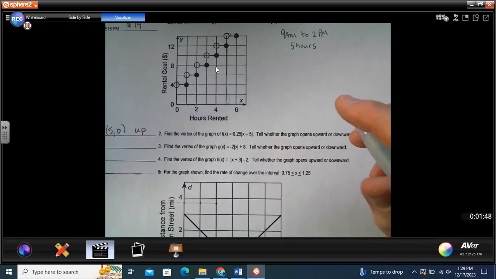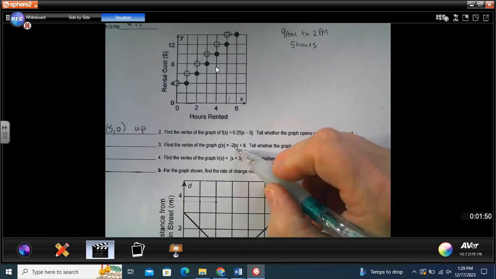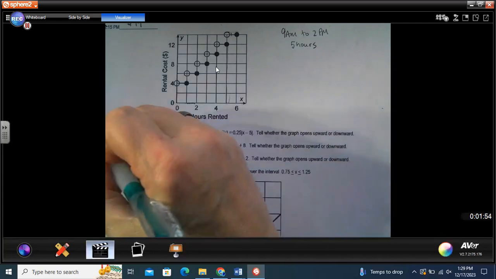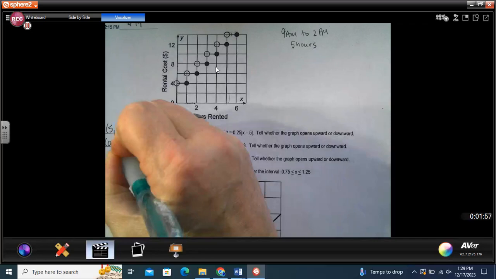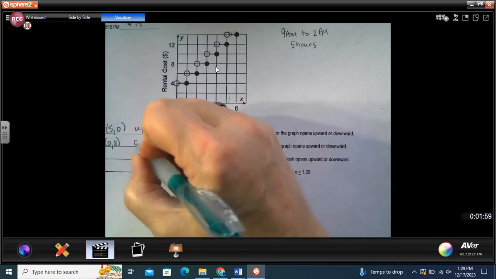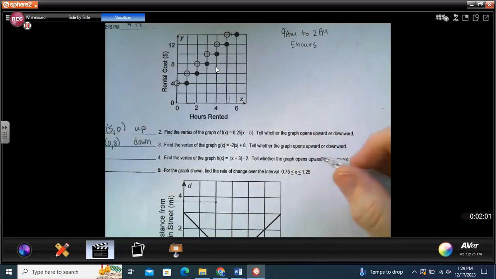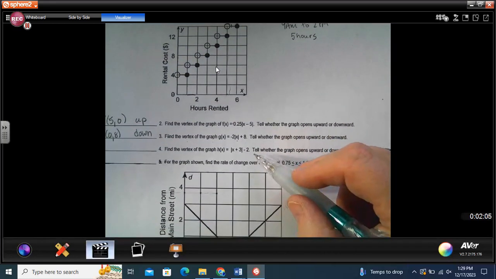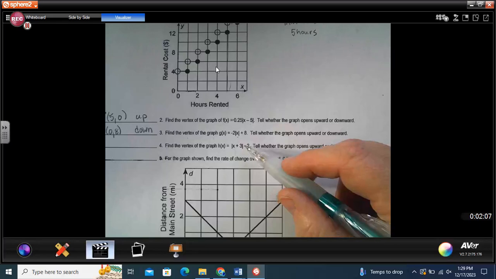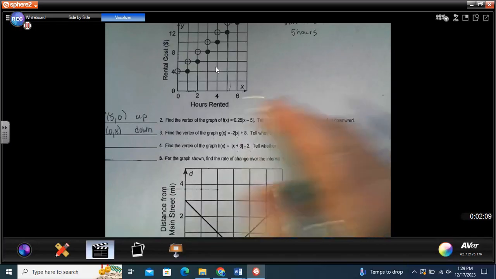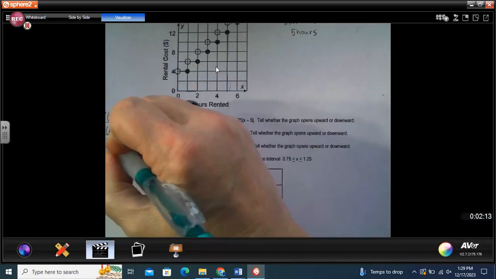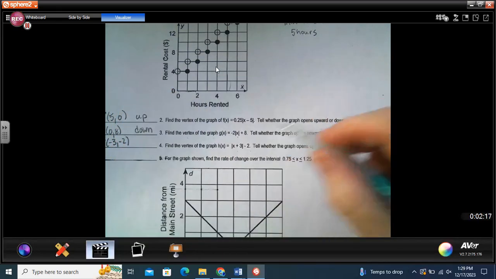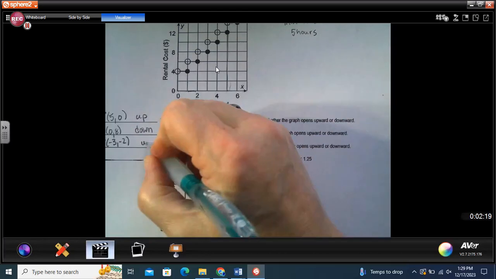This next one, the vertex, there's nothing in there with the x, so the vertex is 0, 8, and that opens down because of the negative out in front. And then the last one, number 4 here, the vertex is -3, -2. And that opens up because we're positive out front.